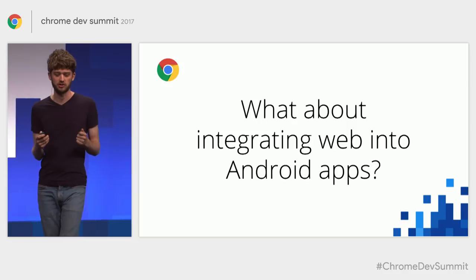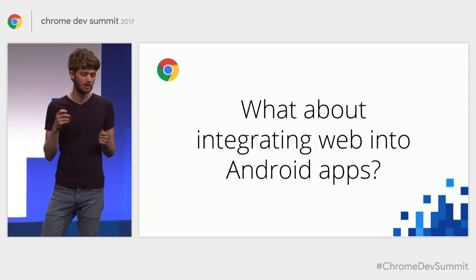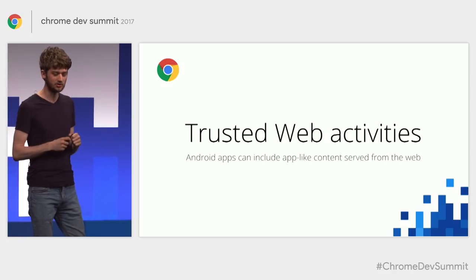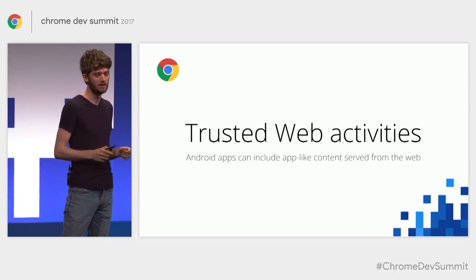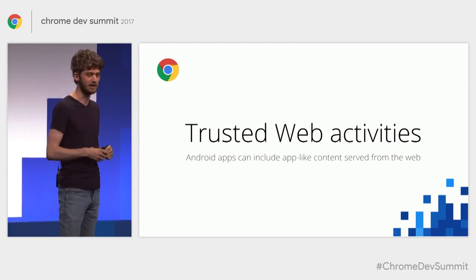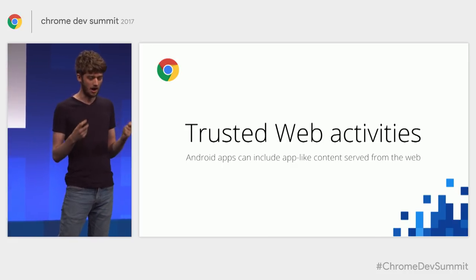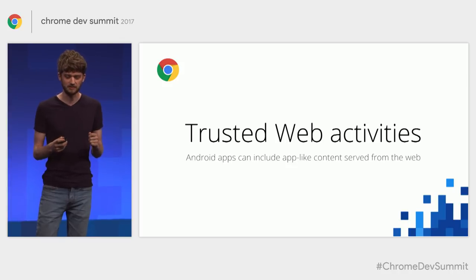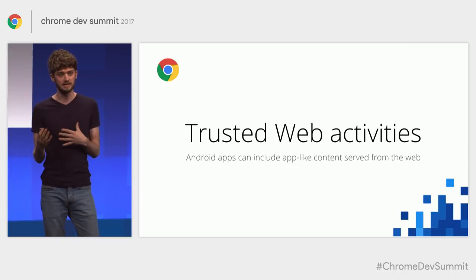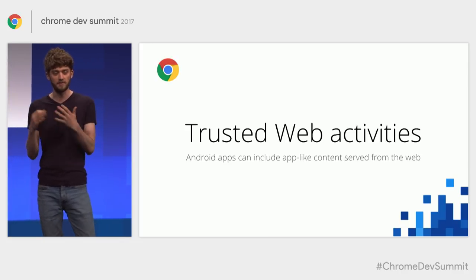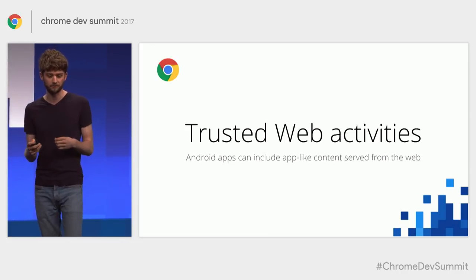And so this is the question that led us to today introducing what we call Trusted Web Activities. So Ben highlighted Trusted Web Activities in the keynote today, but I'm excited to give you a deep dive on it now and tell you what it is, how it works, and what it means. So on a high level, by launching a Trusted Web Activity, any new or existing Android app or Android Instant app can include content of their own served directly from the web.